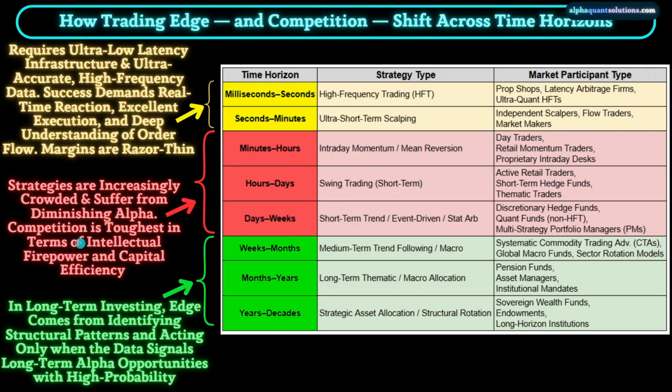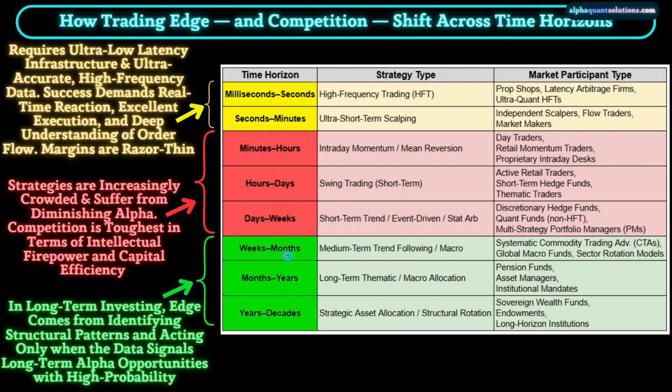What else can we say is that the competition is also very tough in terms of intellectual firepower and capital efficiency. If you're trading in these time frames, you're competing against trading firms and quant firms that employ very smart people, often with a PhD in hard science, math, physics, or statistics. This is why I call it the trader's battleground zone. It is a highly competitive space to be playing the markets.